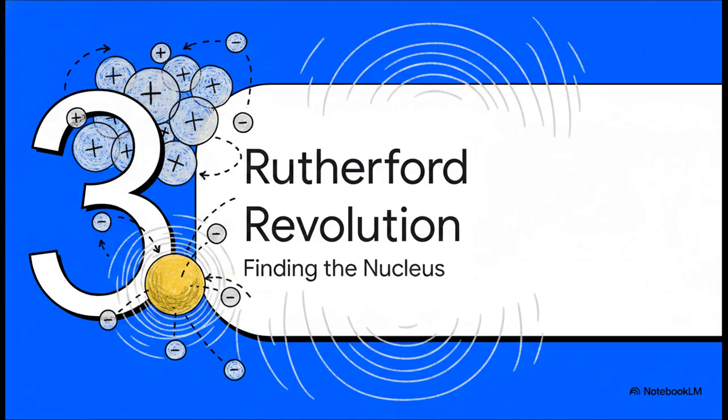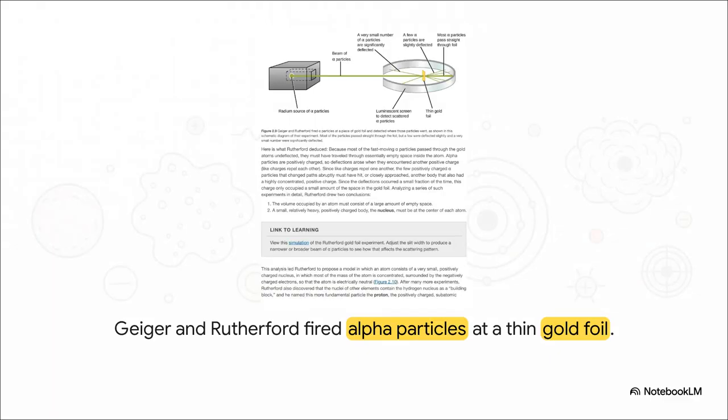Section 3, The Rutherford revolution. Thomson's discovery created a totally new problem. If atoms contain negative electrons, but atoms themselves are electrically neutral, where is the positive charge hiding? Enter Ernest Rutherford and his colleagues in 1911. They designed this utterly brilliant experiment where they fired a beam of high-speed, positively charged alpha particles directly at a super thin piece of gold foil.